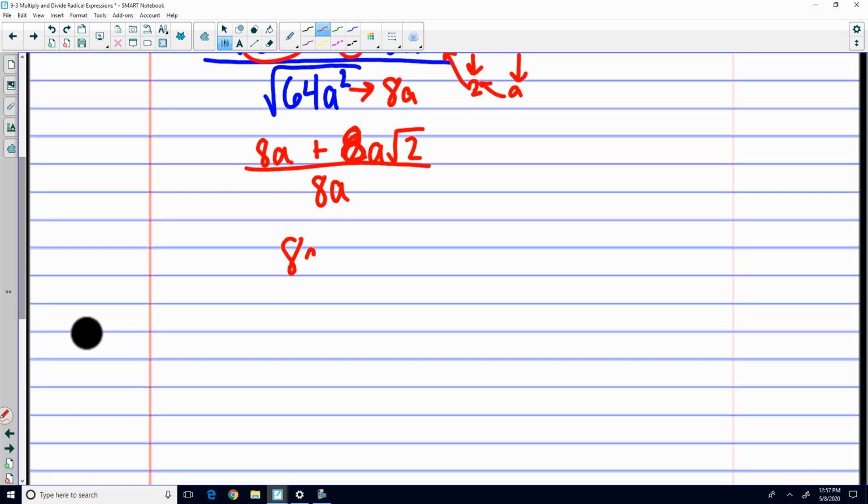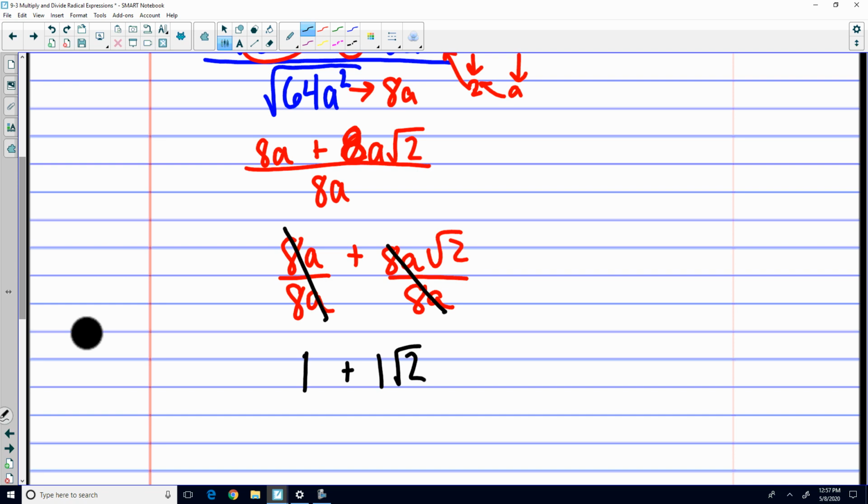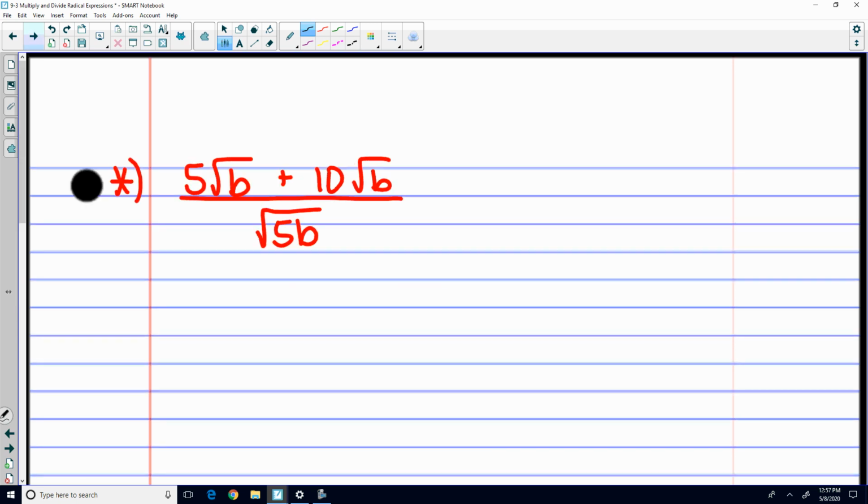So I have 8a plus 8a squared root of 2, and they're both divided by this 8a. Well, 8a divided by 8a is not 0. Anything divided by itself is 1, plus this 8a and this 8a is also 1 square root of 2. You can write it like that, or you can have 1 plus the square root of 2. Both acceptable answers. But again, we're rationalizing the denominator. All right, I think this is the last. 2 more, actually, 2 more. All right, let's do it again.